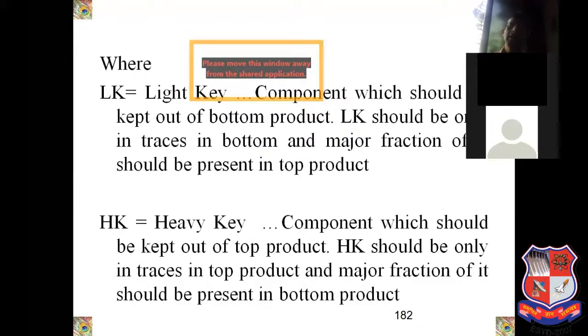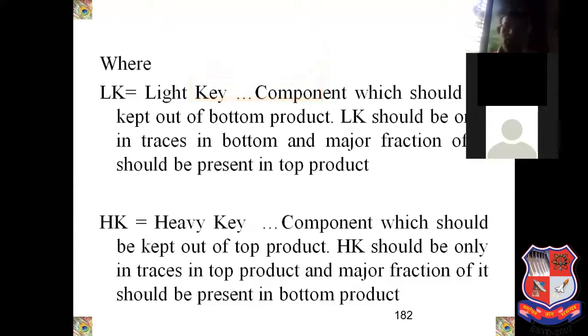But say that I need a separation between toluene and xylene. Now I'm changing it. In that situation, what is going to happen?